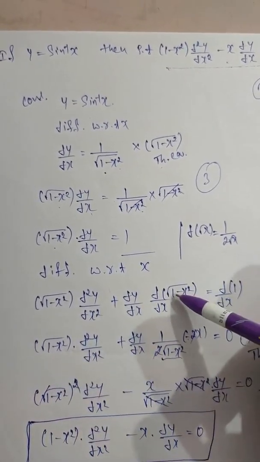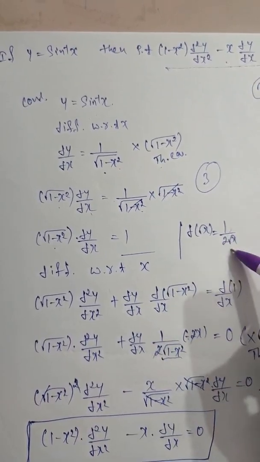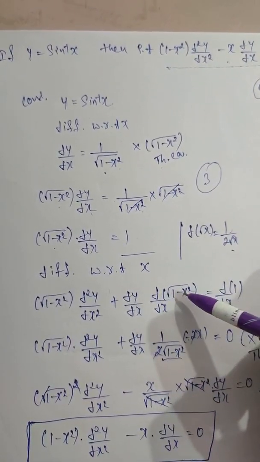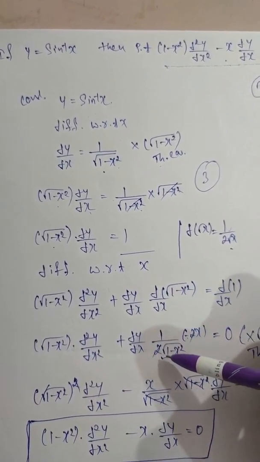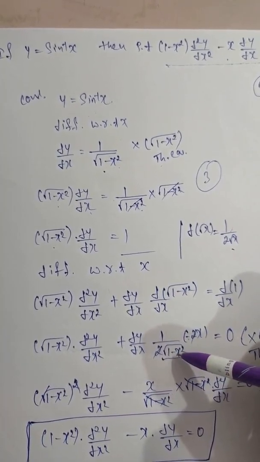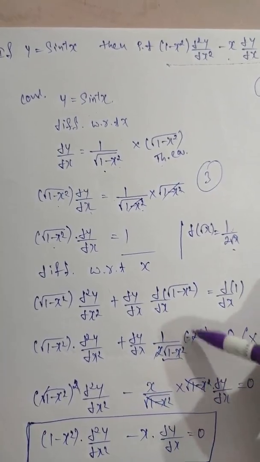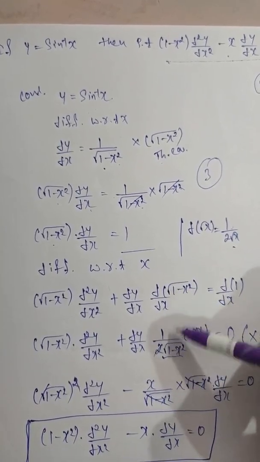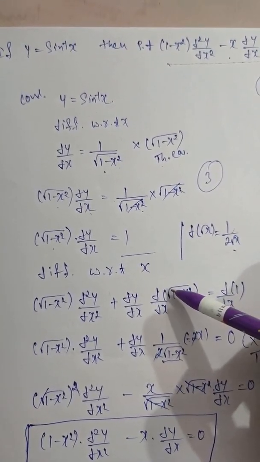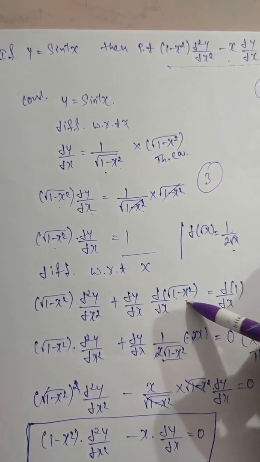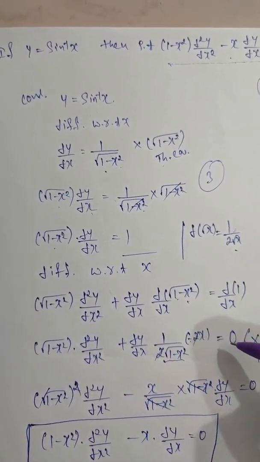Now root of 1 minus x square into d square y by dx square plus dy by dx into the differentiation of root of 1 minus x square, is equal to the differentiation of 1. What is the differentiation of root x? It is 1 by 2 root x. The differentiation of root of 1 minus x square is 1 by 2 root of 1 minus x square. Again you want to differentiate the 1 minus x square. The differentiation of 1 minus x square is minus 2x. We applied the chain rule of differentiation here. The root is the outer function and 1 minus x square is the inner function. The differentiation of 1 is 0.